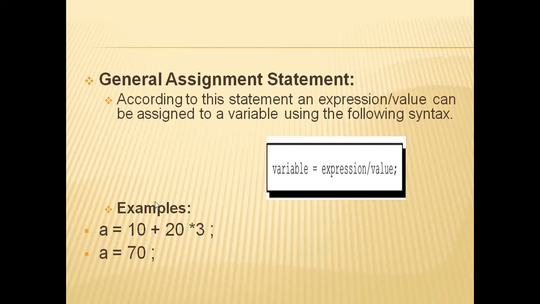For example, consider a is equal to 10 plus 20 into 30, ending with a semicolon. So a is equal to 70. These are the examples for general assignment statements.